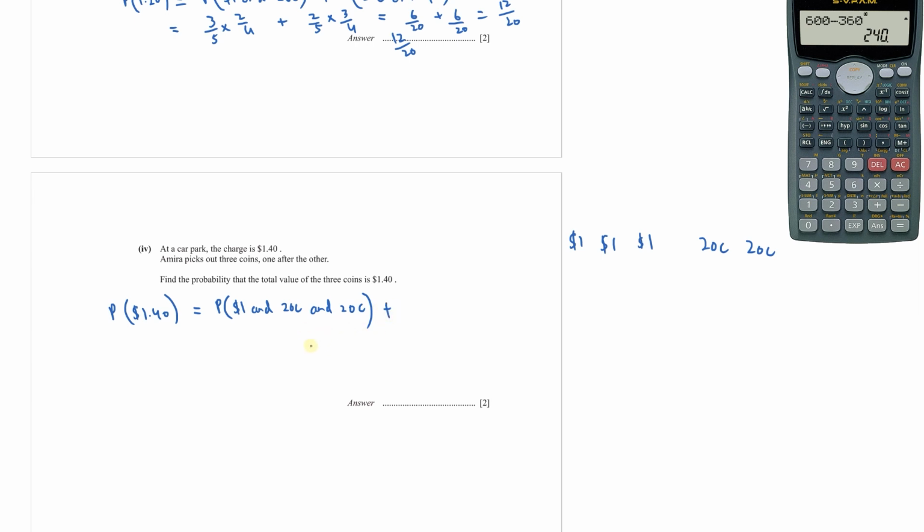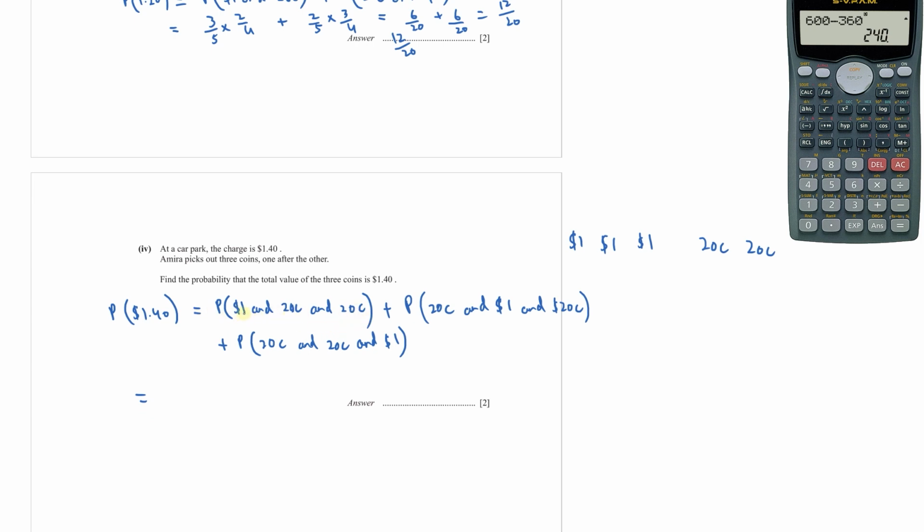What are the other ones? They will be basically all the possible combinations of these three values. So you can also get $1.40 if you pick 20 cents first, then you pick $1, and then you pick 20 cents. Plus, you can also get $1.40 if you pick 20 cents first, and then your second coin is also 20 cents, and the third coin you pick is $1. So these are all the possible ways that you can pick three coins and you will end up with a value of $1.40. So let's calculate this probability first.